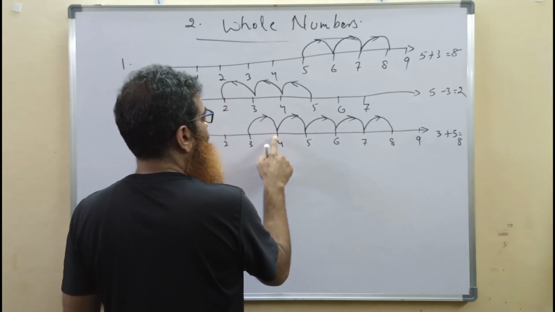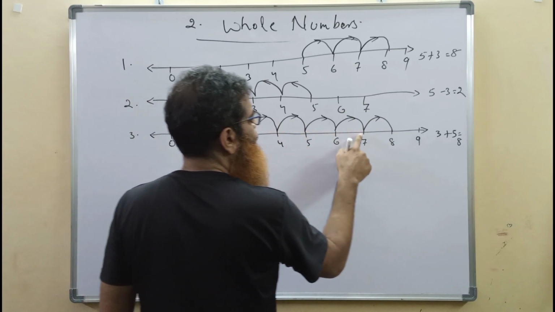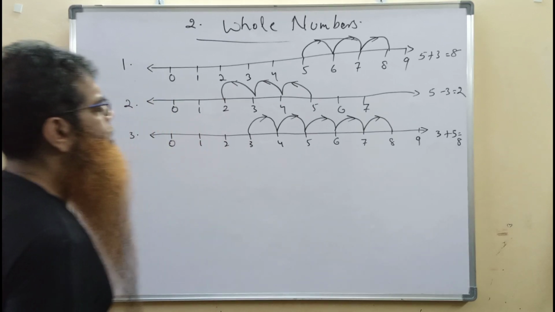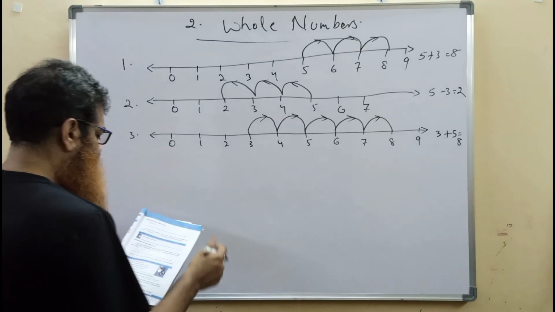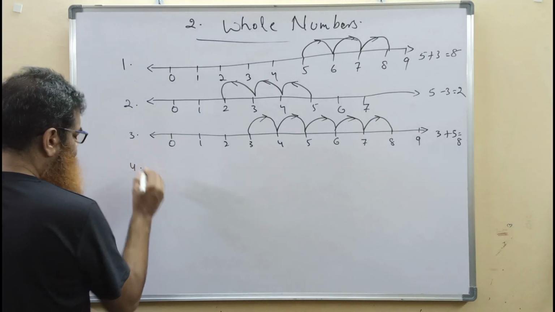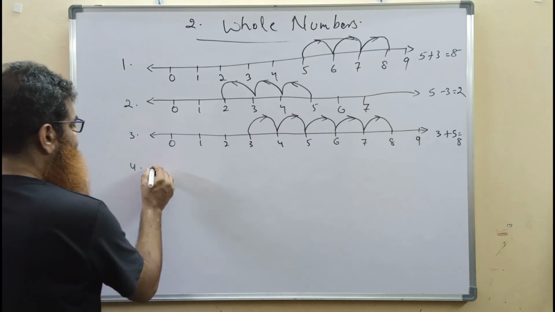From 3, 1, 2, 3, 4, 5. 5 times we jumped and we ended up at 8. 3 plus 5 is equal to 8. Now, the last one, we need to show 10 plus 1.